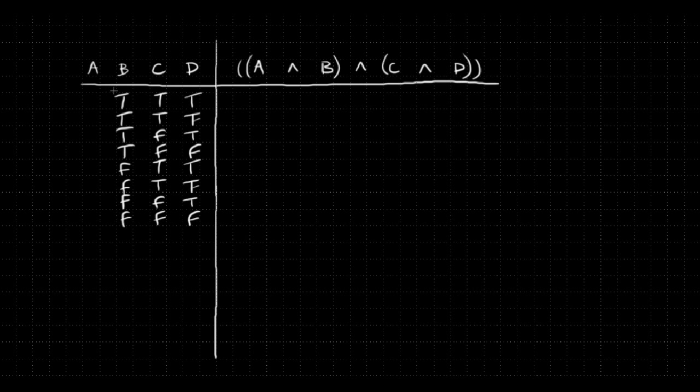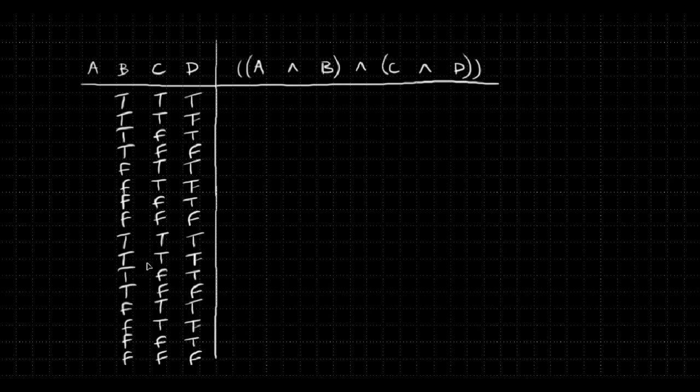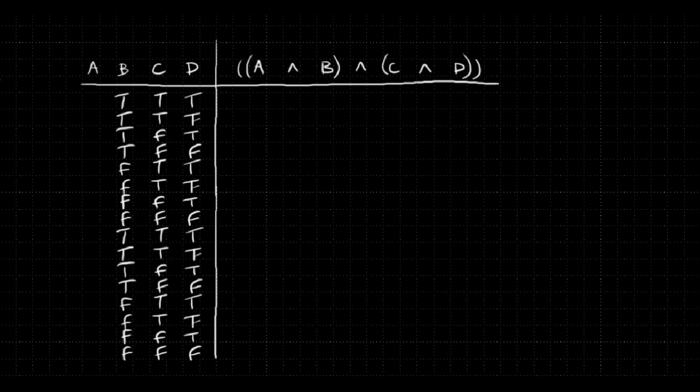And as you can probably guess, for the final column, I'm going to do exactly the same. So I'm just copying and pasting these columns here. But then under A, because we had 4 trues and then 4 falses here, we're going to have 8. Right? So true.